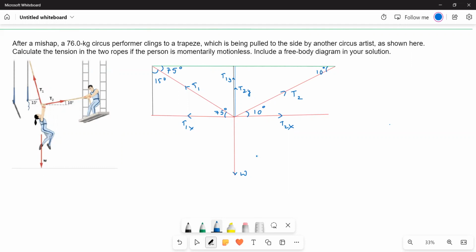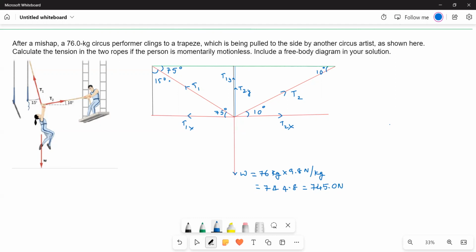Now, the weight of the person acts vertically downwards. He gave 76 kilos as her mass. So W is equal to 76 times 9.8, which gives 744.8. That is equal to 745 newtons.